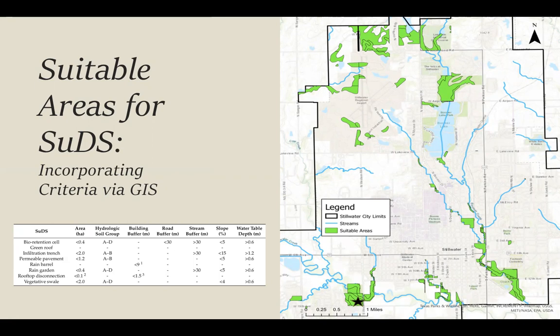I ended up going with Babcock Park, which is located in the lower part of the map with the star, and going with a bioretention cell was the best fit as a sustainable drainage system to be implemented there.